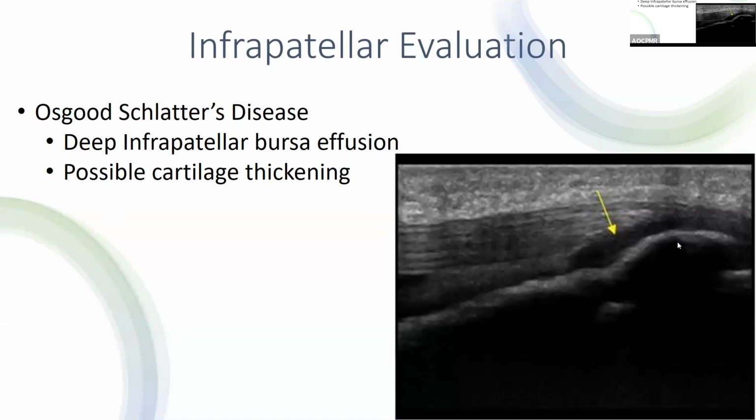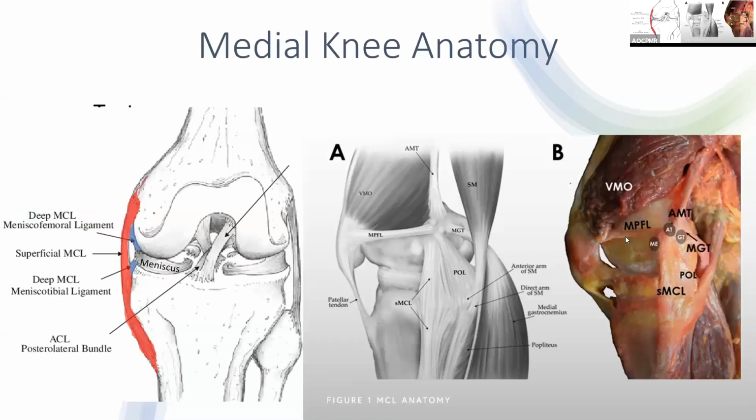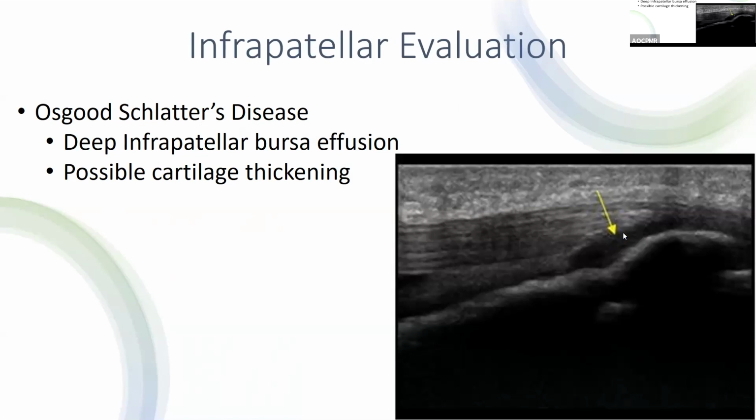And this is kind of what I was talking about with Osgood-Schlatter's disease. You can have a lot of irregularity. This is not a lot, but this is just some of the tibial tuberosity. And you can get deep infrapatellar bursal effusion in acute instances and probably some cartilage thickening. All right, let's take a quick look at those before we move on to medial and lateral knee.